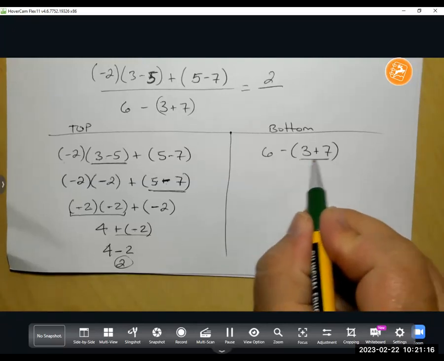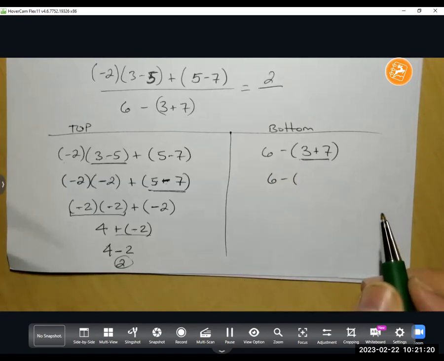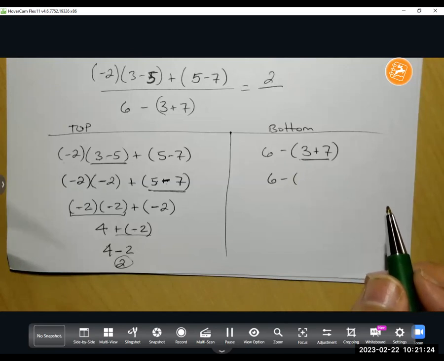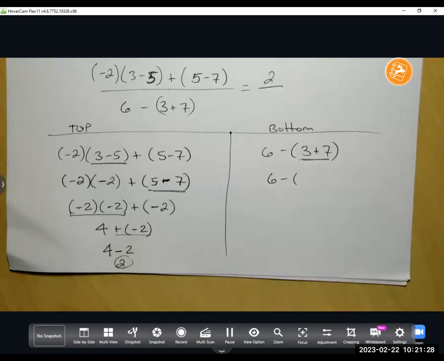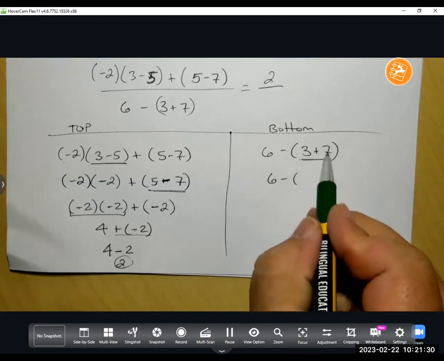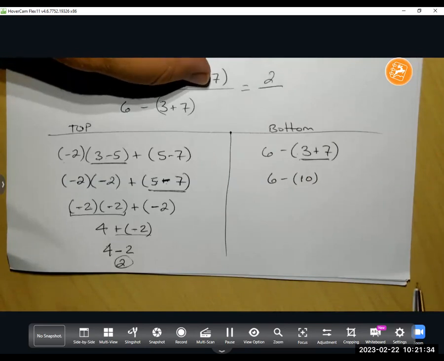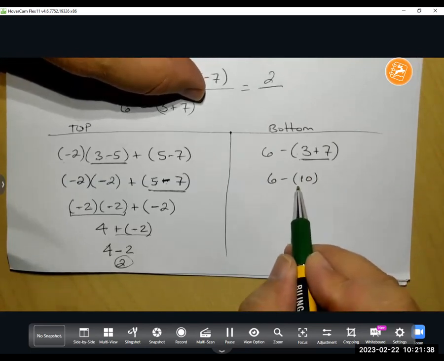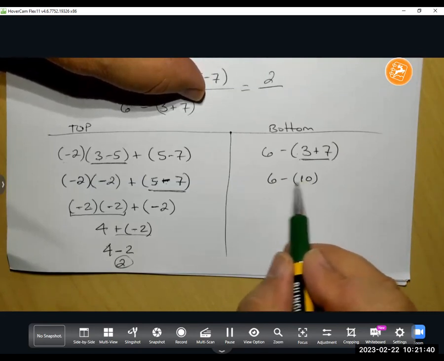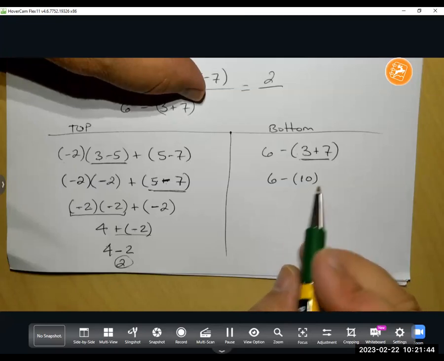Inside the parenthesis, is the answer going to be positive or negative? Yeah, they're both positive, so the answer is positive. 7 plus 3 is 10. Since I can't do anything inside the parentheses, do I need the parentheses? No.